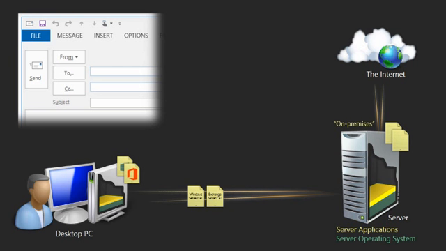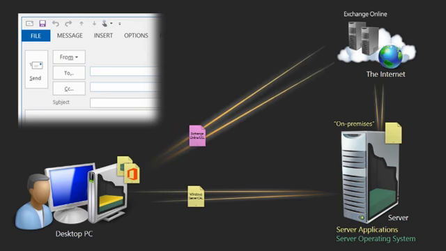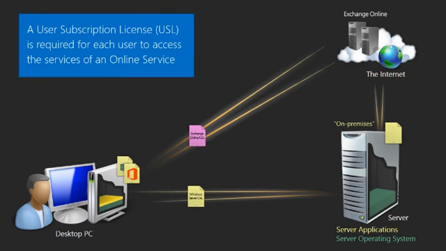An alternative to this would be an online version of Exchange hosted on Microsoft servers in a data centre accessed by the internet. This would mean that the organisation wouldn't have to have Exchange Server installed on their own servers at all, so I've just clicked to get rid of the yellow layer on the server. They wouldn't need an Exchange Server license, and the end user would no longer need his Exchange Server CAL. What he would need, however, is an Exchange Online USL. A USL is a user subscription license, and it's required for each user who is accessing the online service.